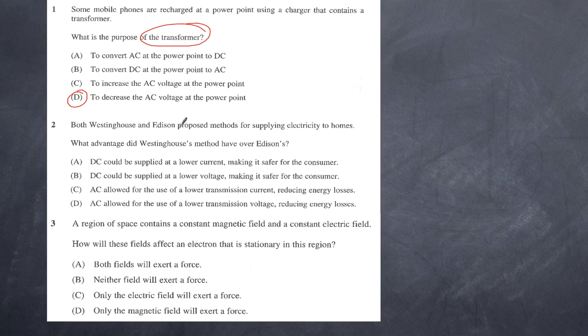Question number 2. Westinghouse and Edison proposed methods to supply electricity to homes. What's the advantage in this situation? Well, clearly the transformers mean lowering the transmission current, which reduces energy loss. So the answer is C.